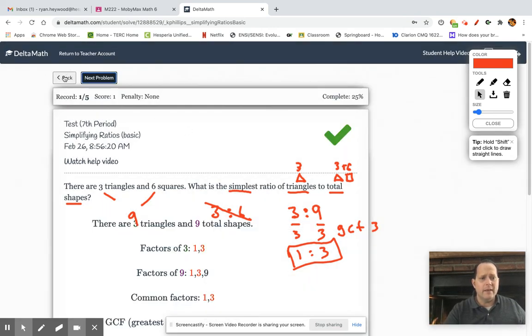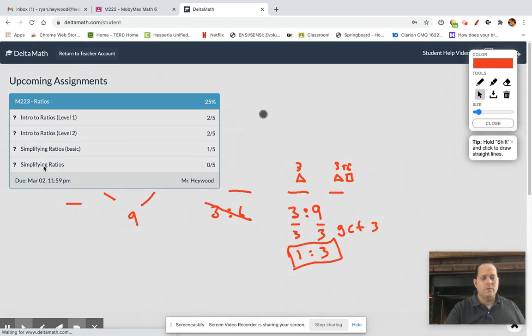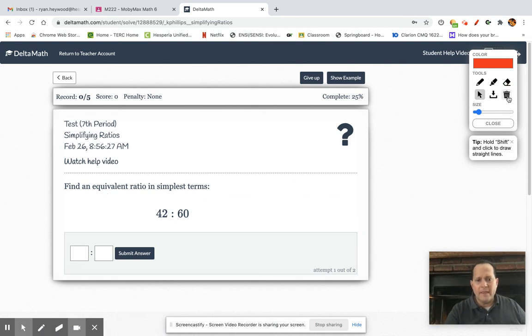And then we will go ahead and do one of these simplifying ratios in the 4th section. Okay. Now these ones, you'll notice that they're pretty much the same, but they're not asking triangles to shapes or anything like that. They're just giving you some numbers that are a little bit bigger numbers. I think most of them are still under 100, but usually greater than 10. And it's asking you to find an equivalent ratio in simplest terms.